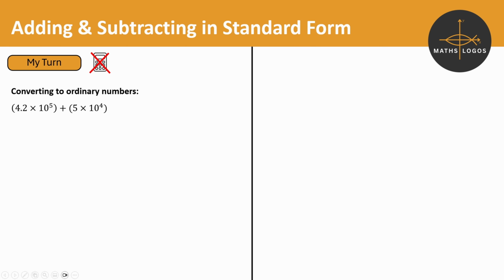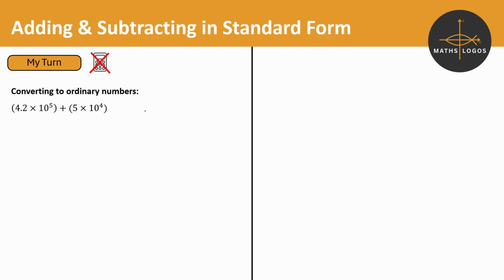Hi everyone, in this lesson we're going to look at adding and subtracting numbers that are in standard form. Let's jump into this first example. The first way we're going to do this is by converting both of the numbers that are in standard form to ordinary numbers. So here we have 4.2 multiplied by 10 to the power of 5, add 5 multiplied by 10 to the power of 4.